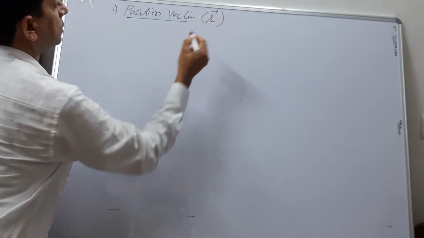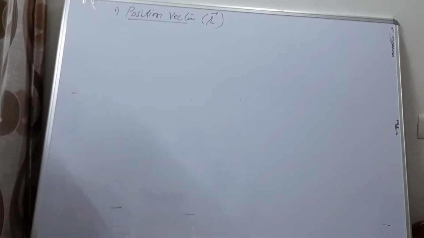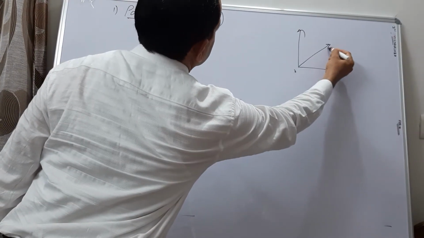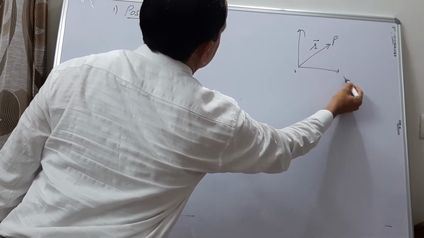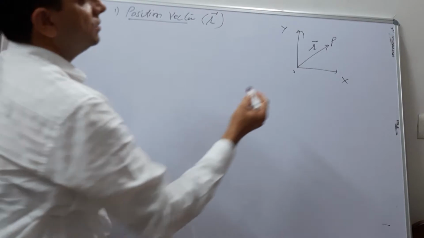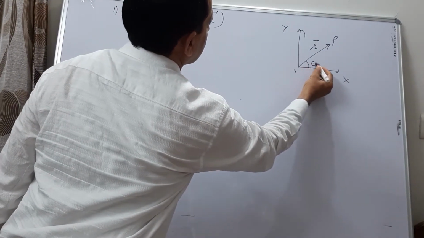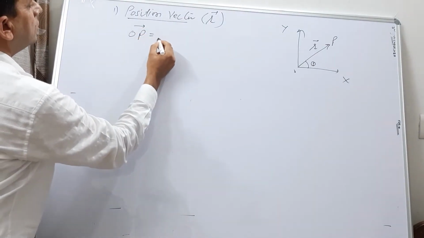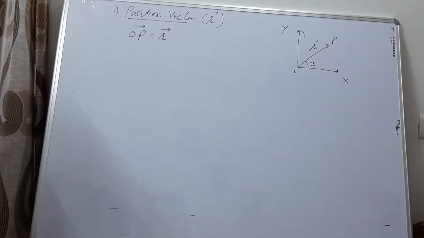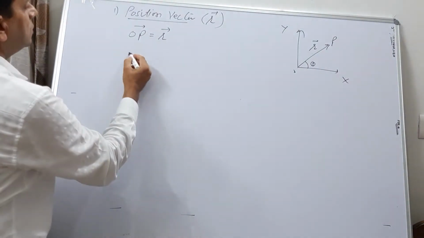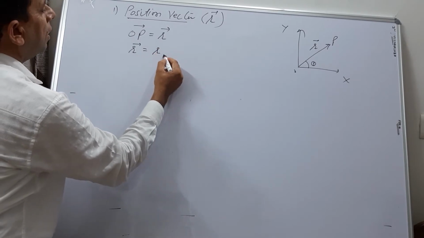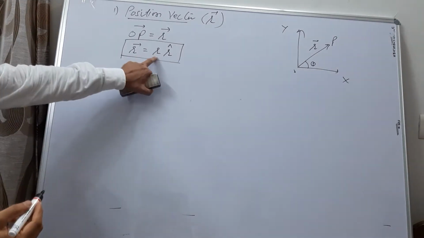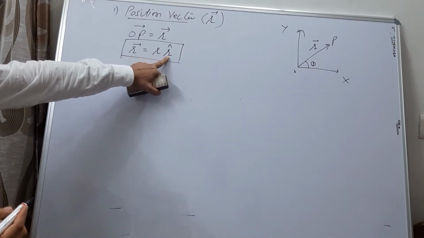We know that the position vector in the plane polar system is r. This is the x axis, y axis, and this point P makes angle theta. So, OP is r, that is, vector OP is equal to vector r. So, we may write this r vector as r into r cap, that is magnitude r and unit vector r cap.